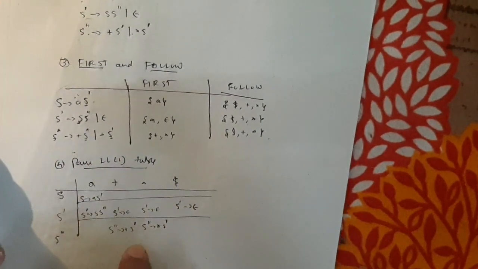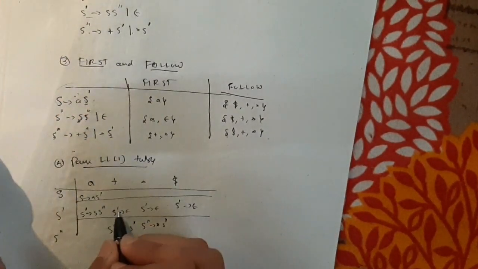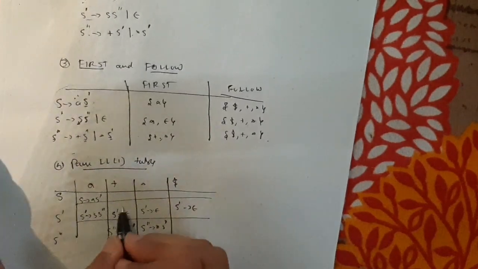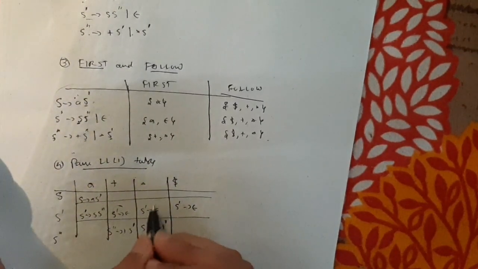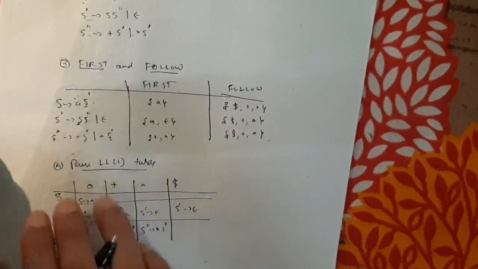Now observe here carefully if the grammar is ambiguous or not. If the grammar was ambiguous, what will happen is two or more things will come in the same block. That is known as ambiguous. But here it didn't come, nothing repeated in the same block, so it is unambiguous.